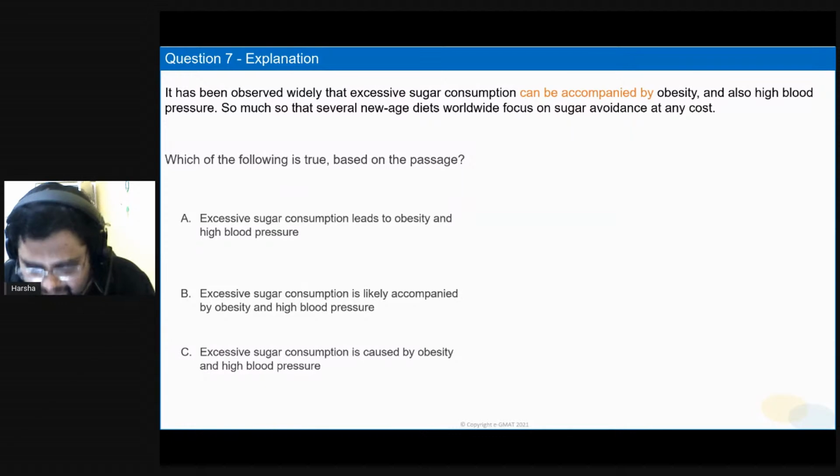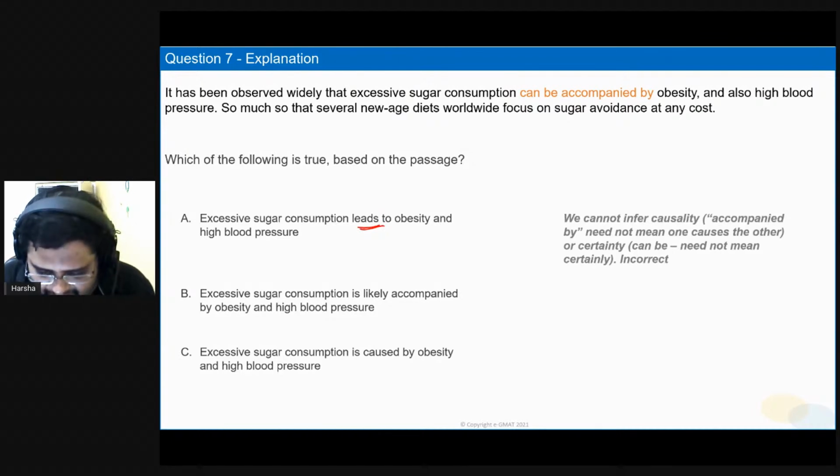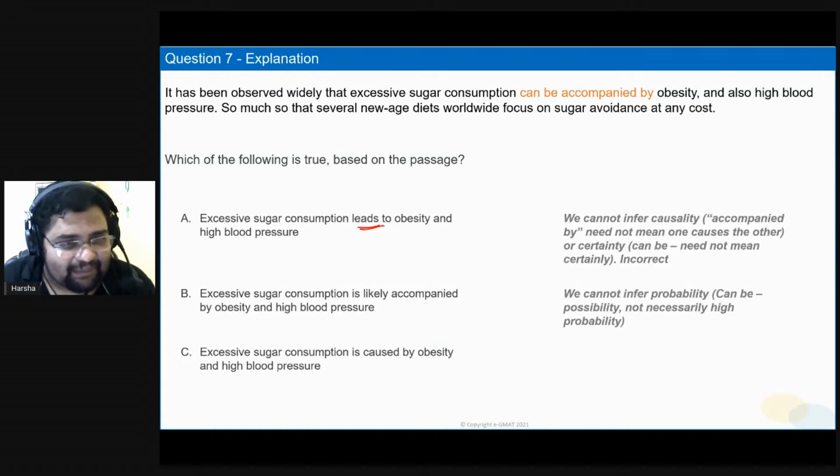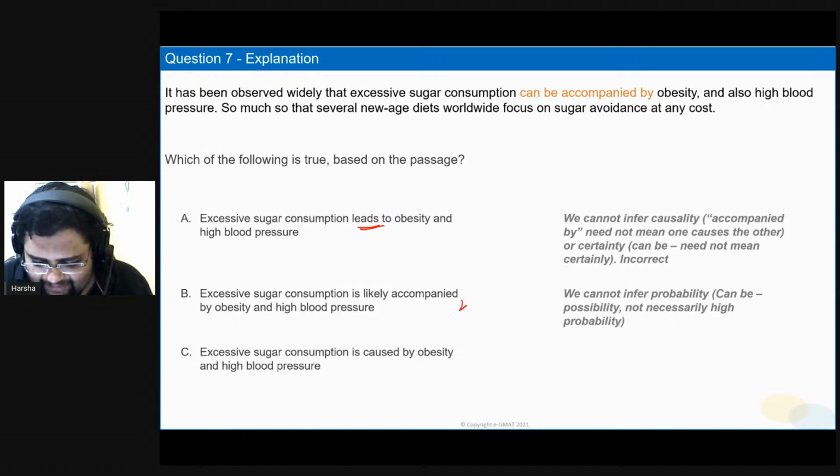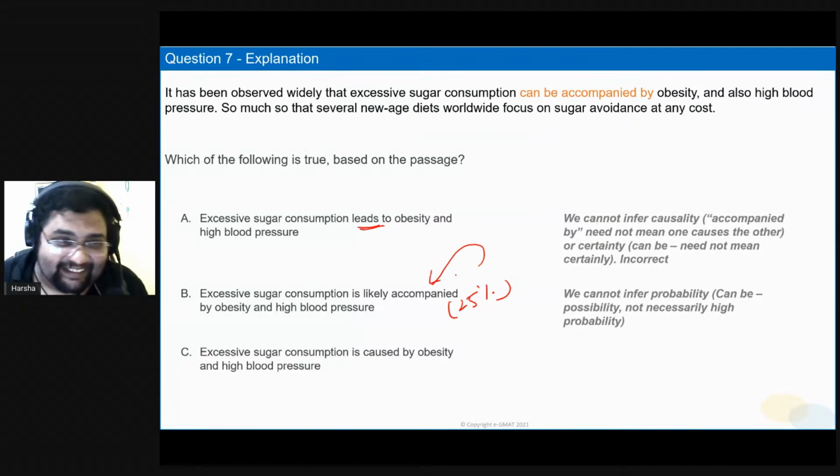Option A, I'm happy to see most of you didn't choose. By now, you should know. Causality, that's the reason it's not the correct answer. We cannot infer that. Option B here is the exact same option B, which was the correct answer in the last question. The 25% of you who chose the wrong answer, you guys chose the exact same answer as last question, despite the fact that I told you that the question is not the same.